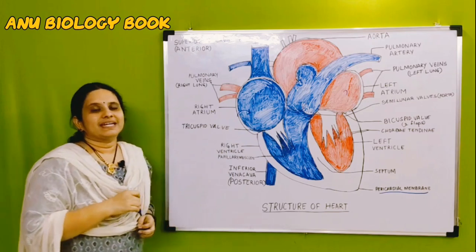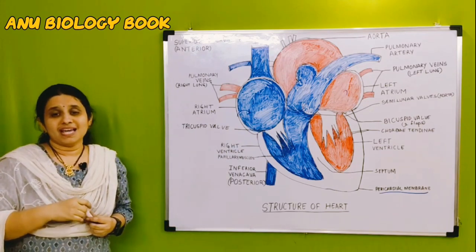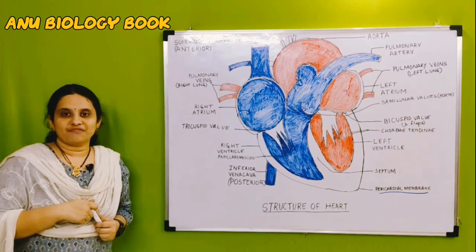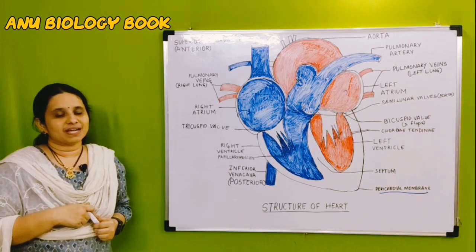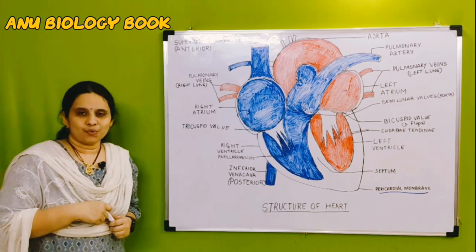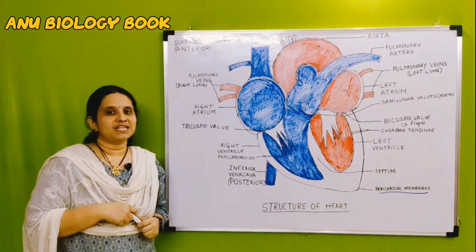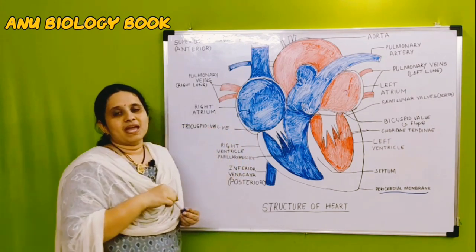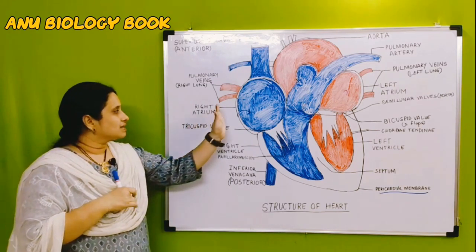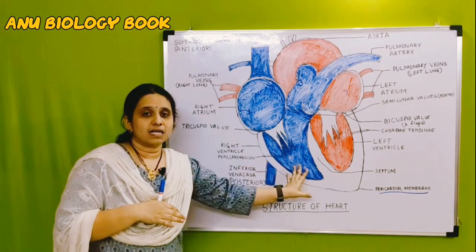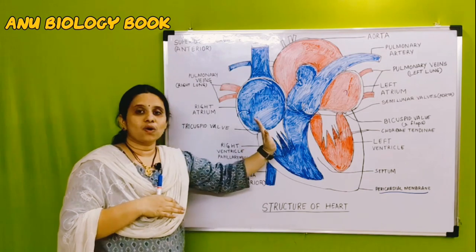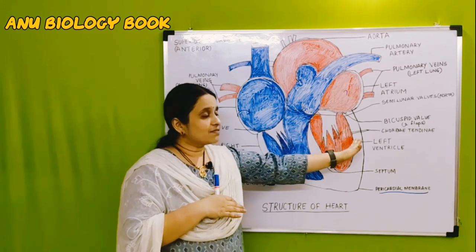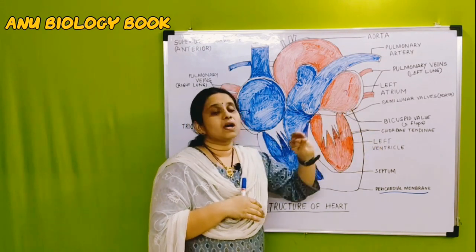right atrium. Right? So here the pulmonary veins open into the left atrium and the two veins, the superior and inferior vena cava, open into the right atrium. In this way, all the right side of the heart is filled with the deoxygenated blood and the left side of the heart is filled with oxygenated blood.